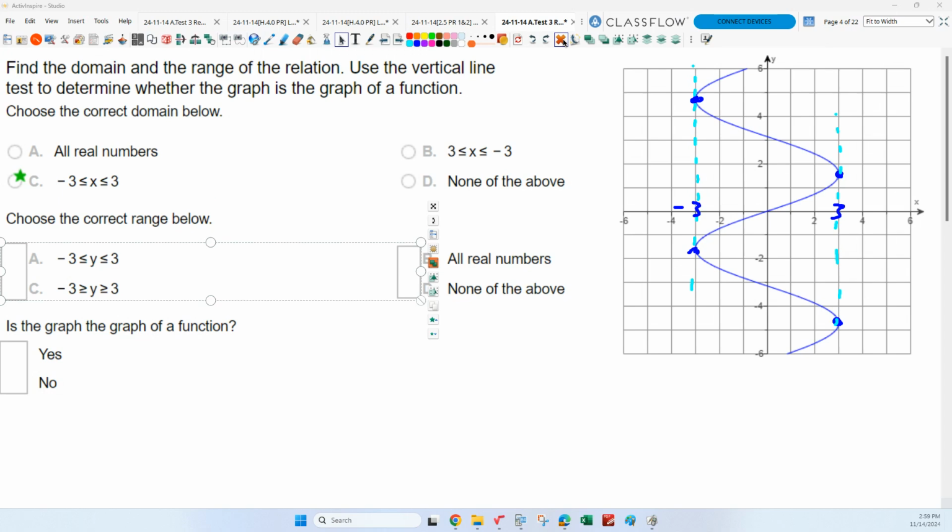Give me thumbs, everybody. Is this a function? No. Not a function. How can we tell? What test does it fail? Vertical line. Vertical line test, yeah. Right?